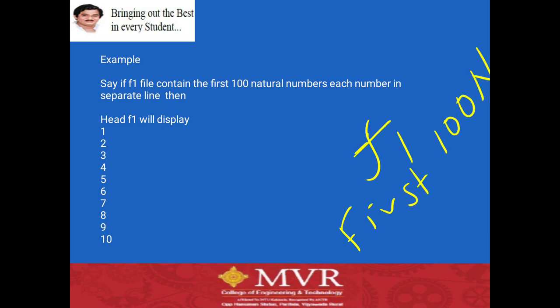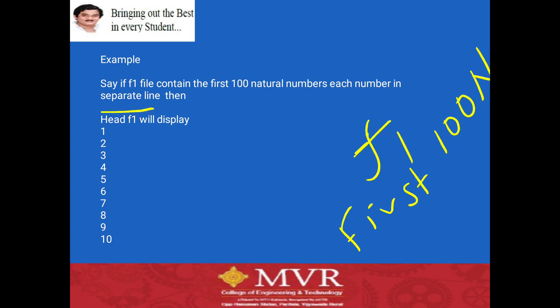So for example, I have created a file f1 with 100 natural numbers, each number on a separate line. So I have stored the numbers 1 to 100 in a file f1. Now what I want to do is display only the first 10 numbers. So what we can do is use head f1.